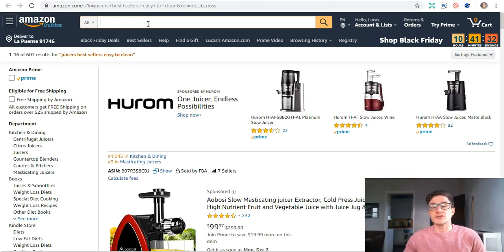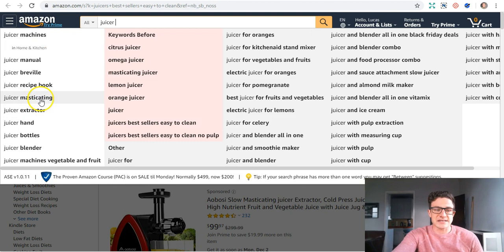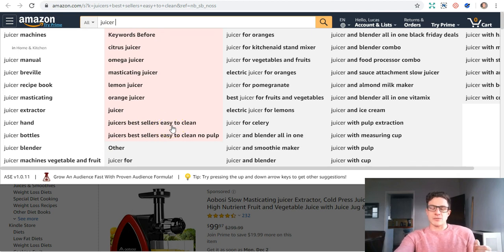This is where that close match kind of kicks in because you're telling Amazon, okay, I'm a juicer, right? But maybe I'm only bidding on juicer machines or juicer masticating, juicer extractor, right? These are probably your main manual keywords that you're doing. But look at these other juicer keywords. Juicers, bestseller, easy to clean. That might have been a new keyword that just sort of popped up in the last couple of months because so many more people are searching for juicers, right?